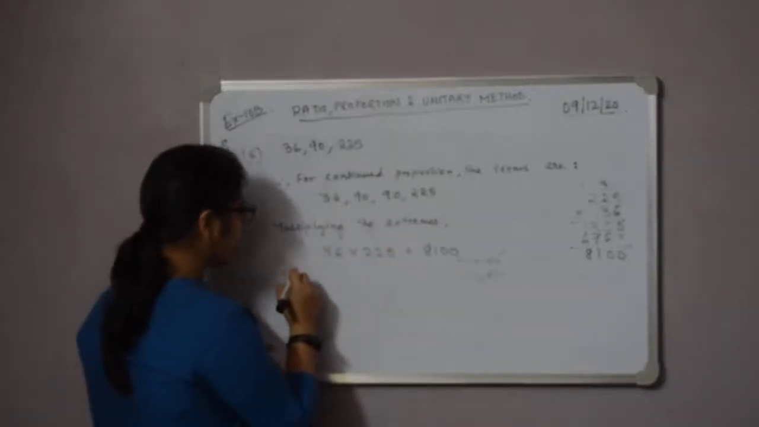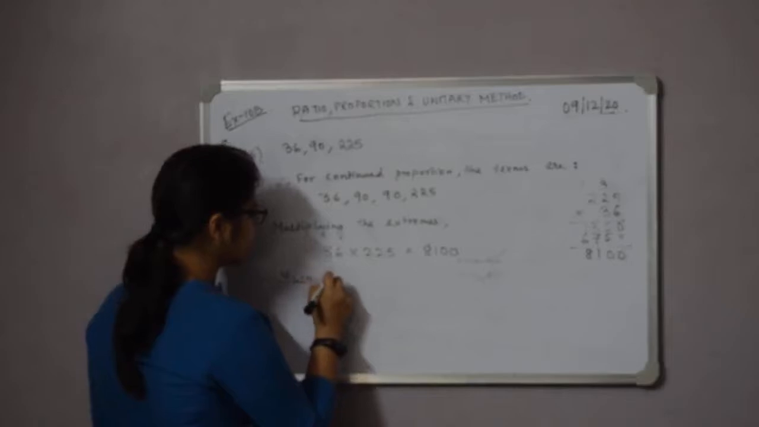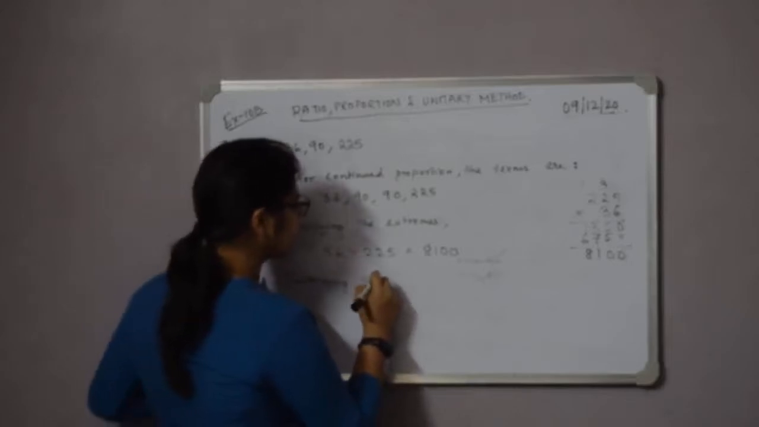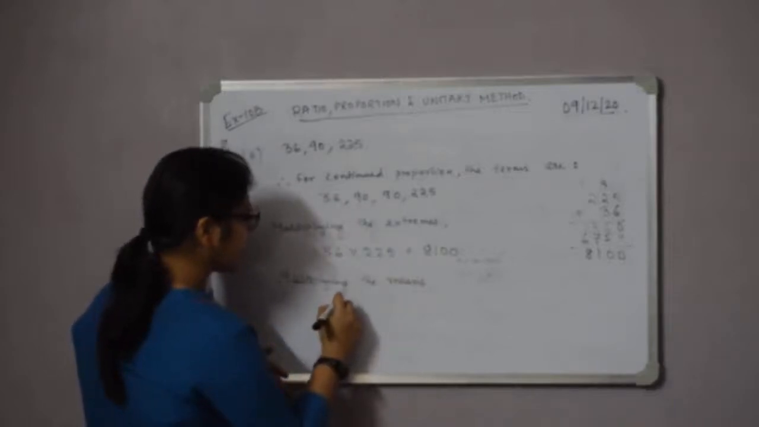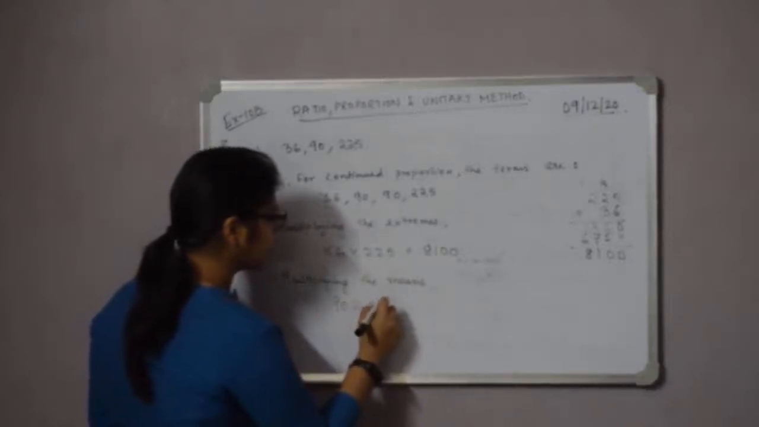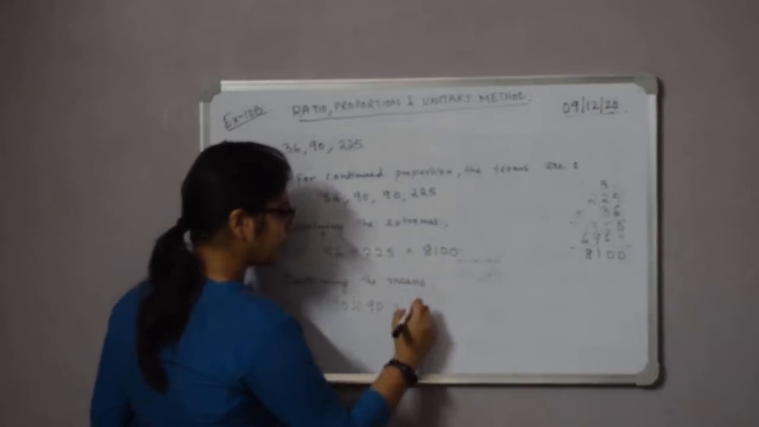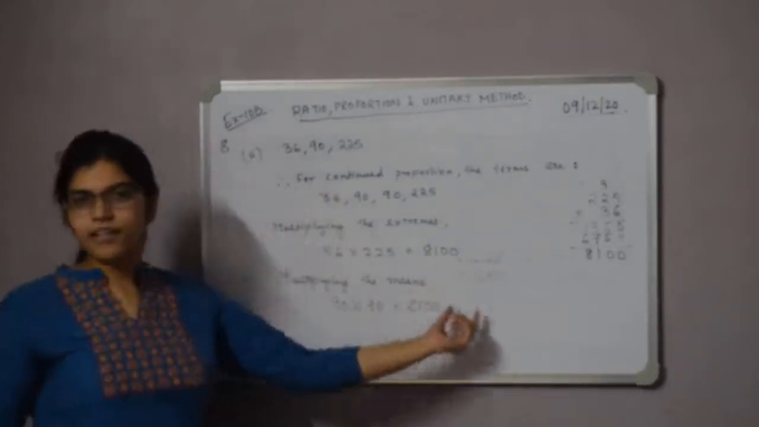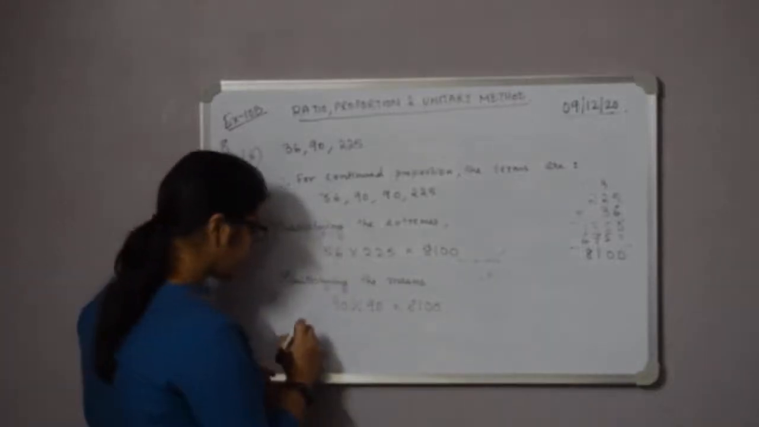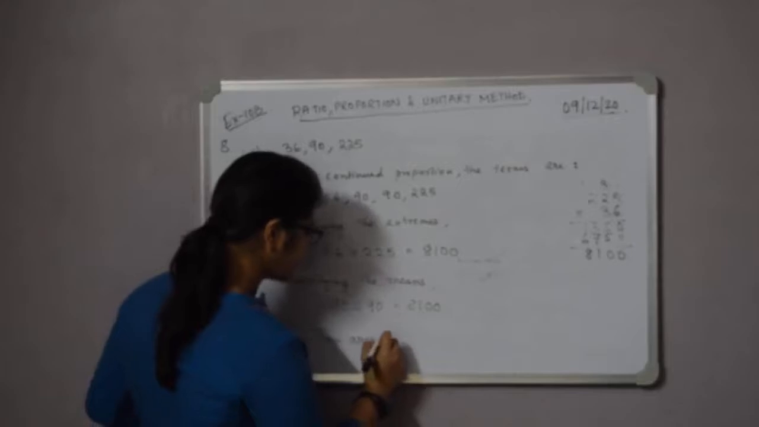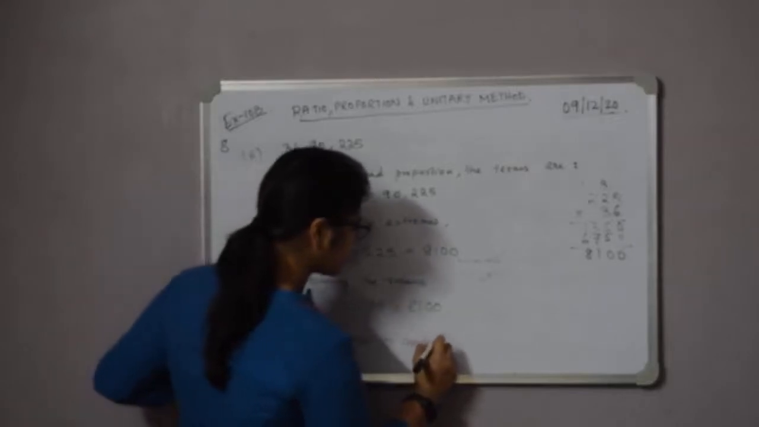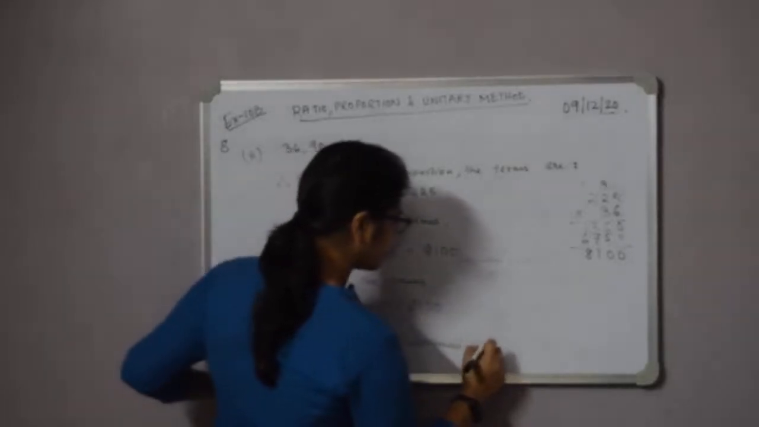Now we will multiply the means. Means means the second and the third term, that is 90 into 90. That is 9 nines are 81, and 2 zeros will come. So we are getting the same number, isn't it? Therefore we can say they are in continued proportion.